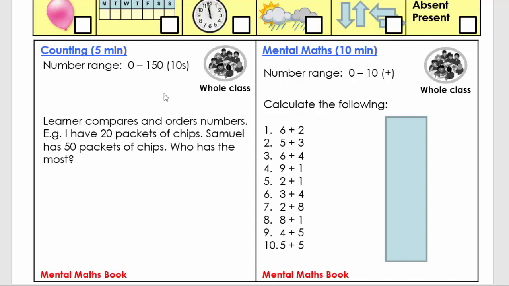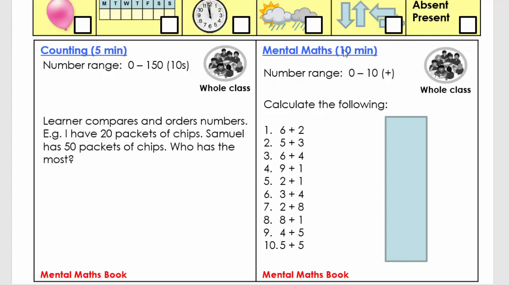After you did these activities, ask them practical questions. If I have 20 packets of chips and Samuel has 50 packets of chips, who has the most? So make use of counting forwards and backwards to get answers. It's time to pause and ask similar questions on the counting activity. Remember, asking questions after we counted makes it real to the children. You can pause.